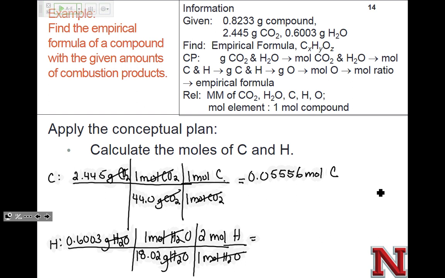And in the case of hydrogen, it would make a difference. If I didn't do this step, I wouldn't get the right number. And then I wouldn't get the right empirical formula, and my whole thing would be wrong.